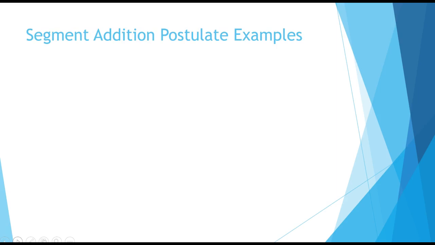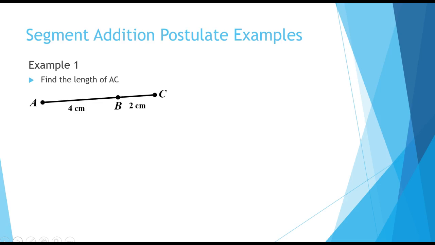Let's take a look at how we would use this in a math problem. So for our first example, what we need to find is the length of AC. If the two little segments are 4 and 2 centimeters respectively, and if we follow the segment addition postulate that says that segment AB plus segment BC will sum to segment AC, a little bit of substitution, we get that 6 equals AC, or for a final answer, AC is 6 centimeters. Let's take a look at another example.